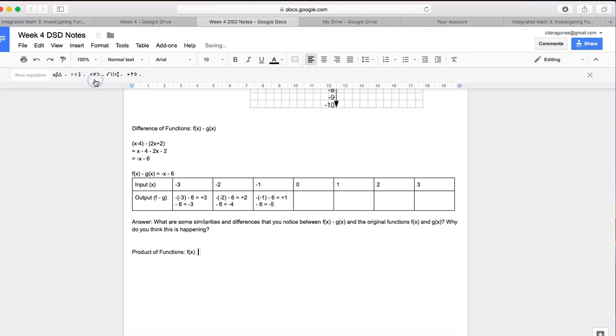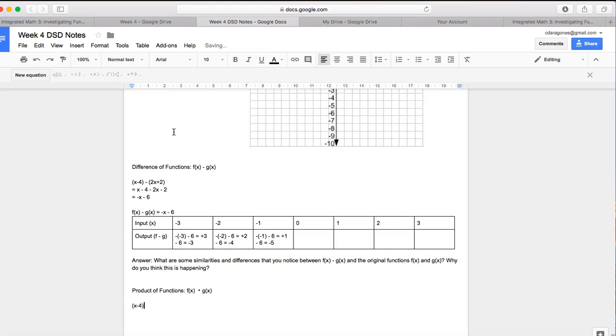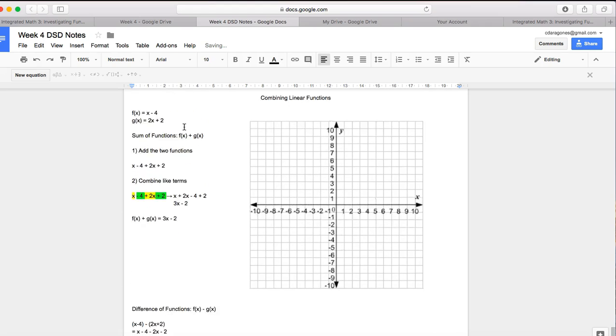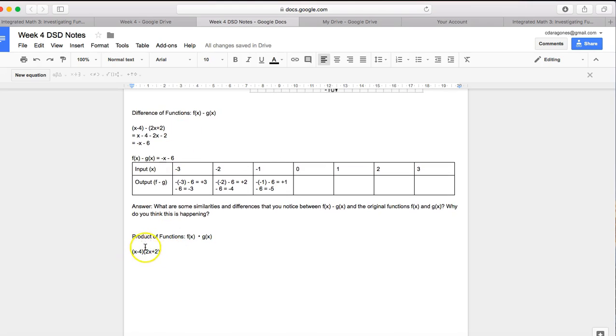Let me do a little dot to show multiplication. Okay, so essentially you're going to do, for me, my two functions are x minus 4 times 2x plus 2. So hopefully you remember from algebra that you have to distribute each term because you're multiplying every term. So you're going to take your x and you're going to multiply it to your 2x and to your plus 2. Then you're going to take your minus 4 and multiply it to the 2x and multiply it to the plus 2. So this is called foiling, distributive property.